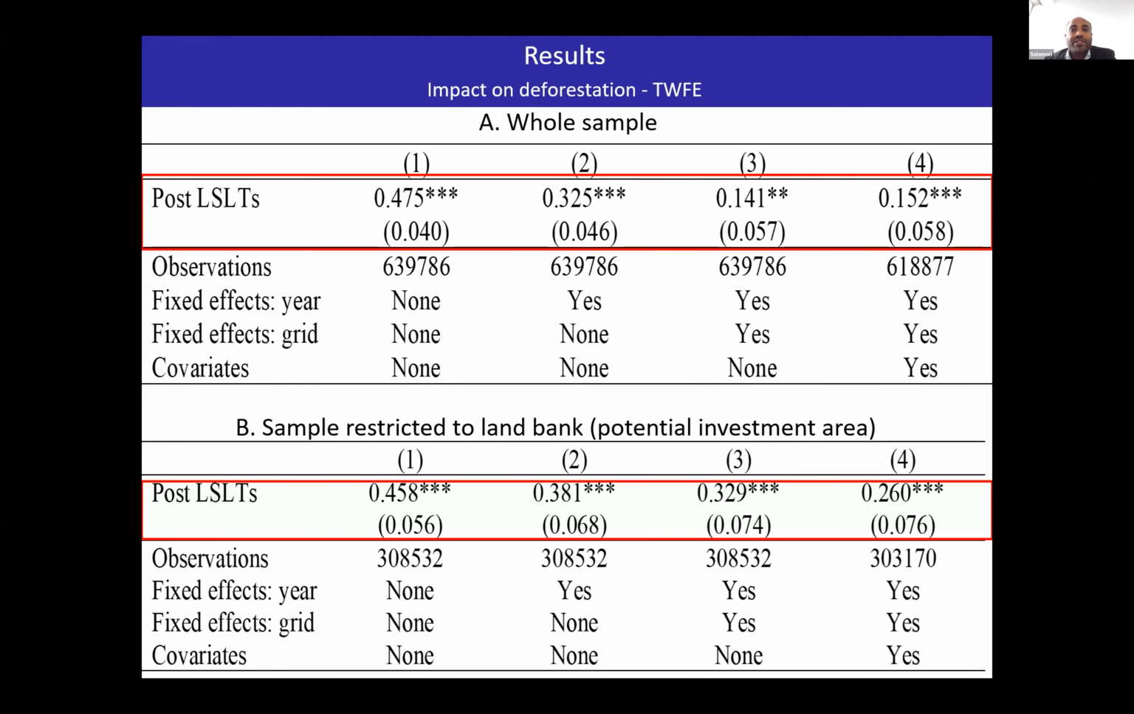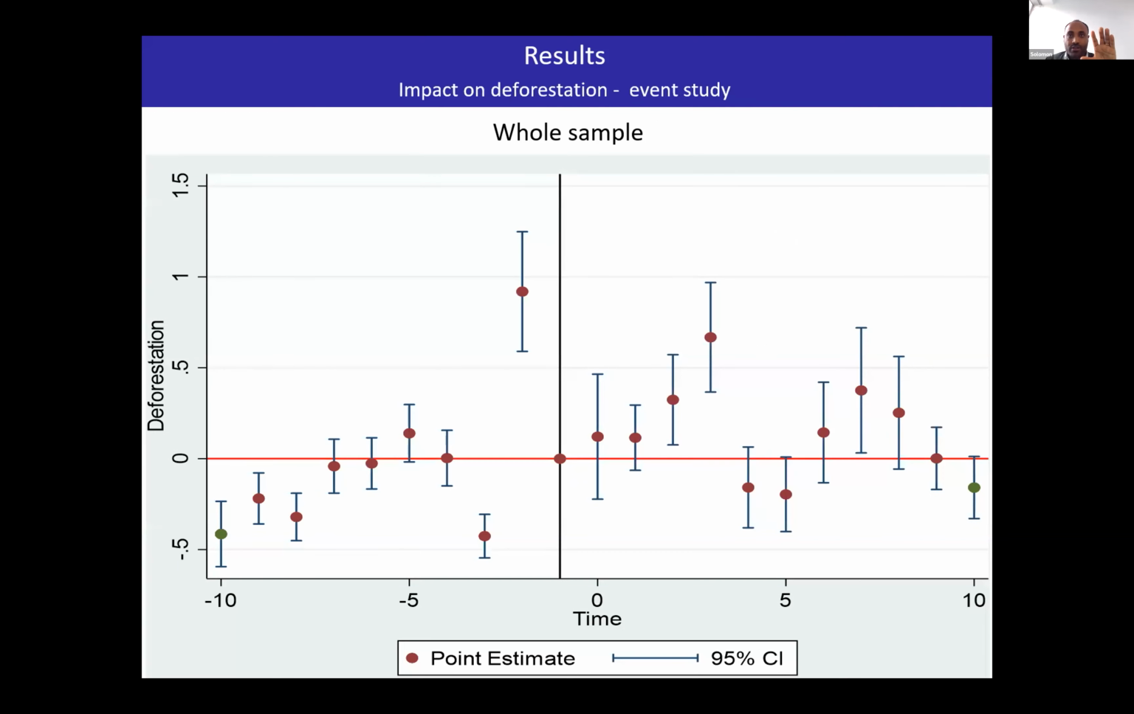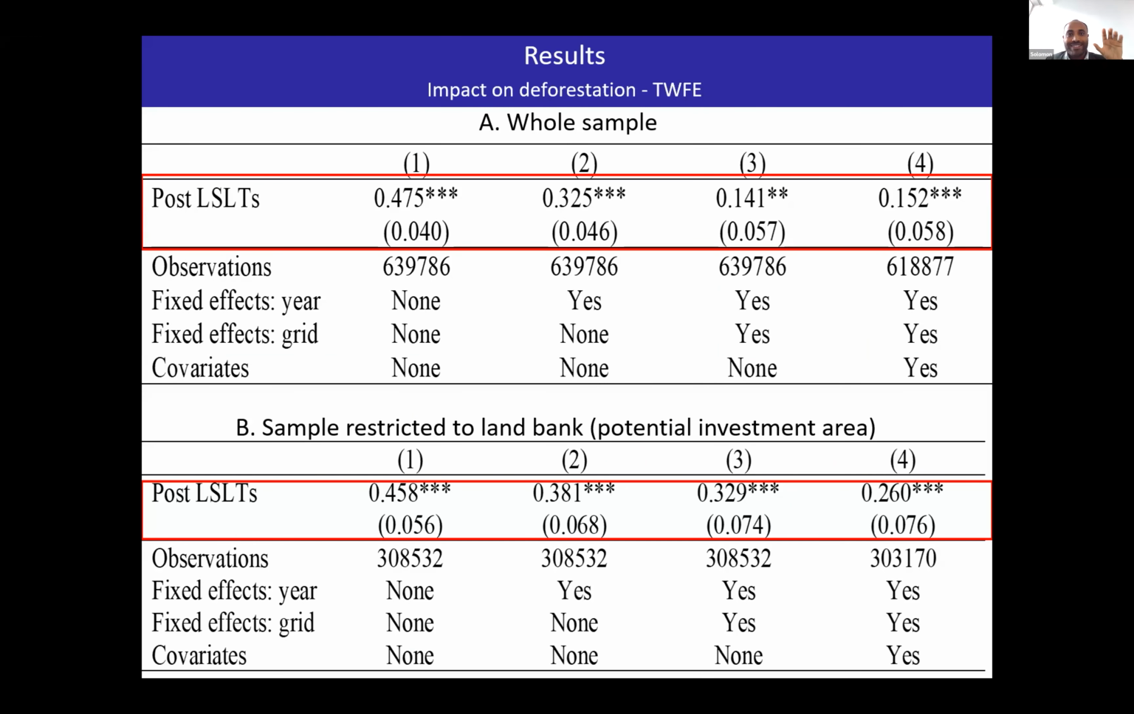The other one is we restricted areas to the land bank, because we were interested to see if these areas were really similar in terms of their characteristics compared to the whole area, because the government selected these areas as a potential agricultural area based on different characteristics. So we believe that these areas are similar. We restrict our sample to the land bank area or the potential investment area, but we see a similar, significant and robust effect.